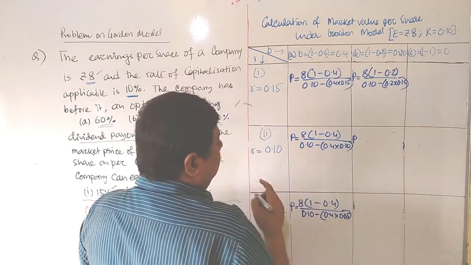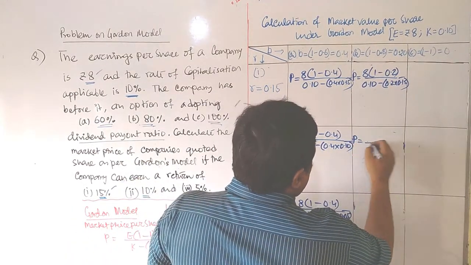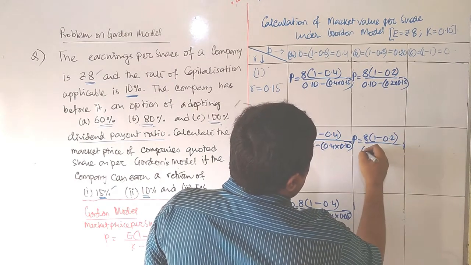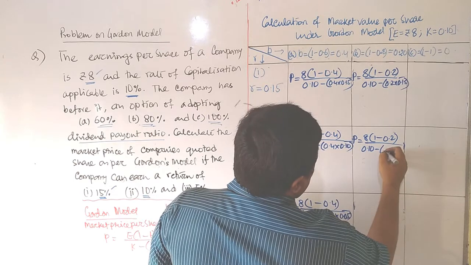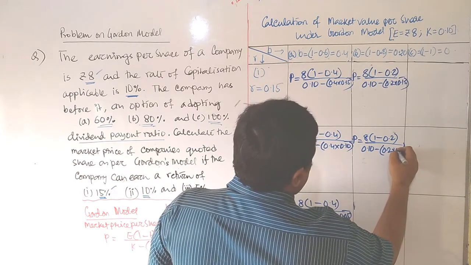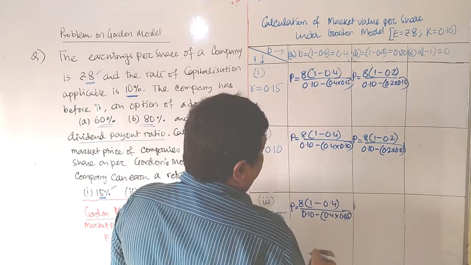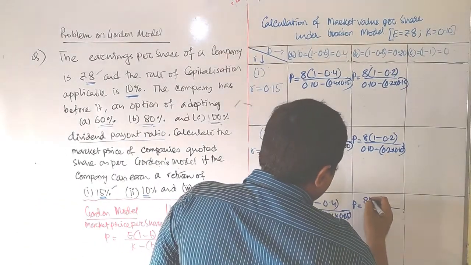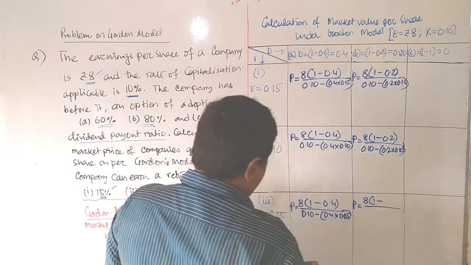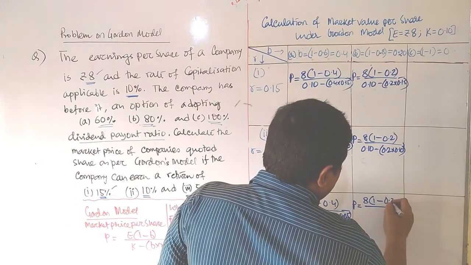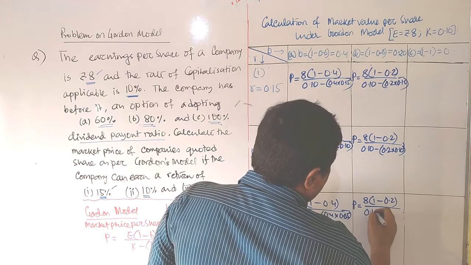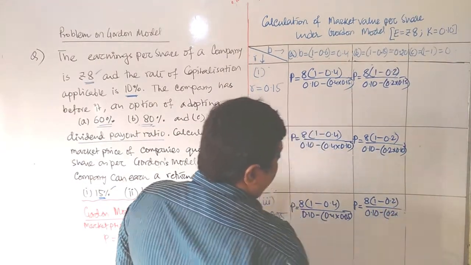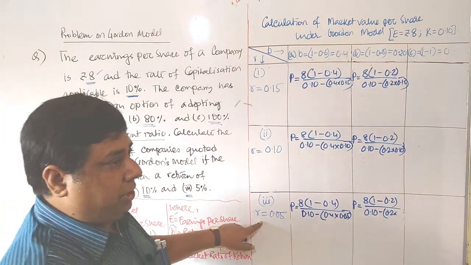Similarly, in second row, second column, P equals 8 times (1 minus 0.2) all divided by cost of capital 0.10 minus BR, 0.2 into 0.10. Over here, the third one, second column, the numerator remains the same, 1 minus 0.2, divided by cost of capital 0.10 minus BR 0.2, and R is 0.05.